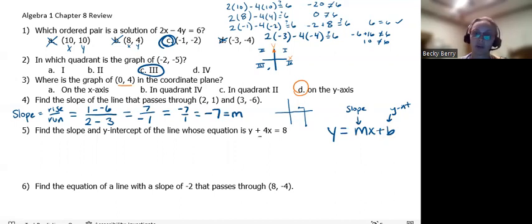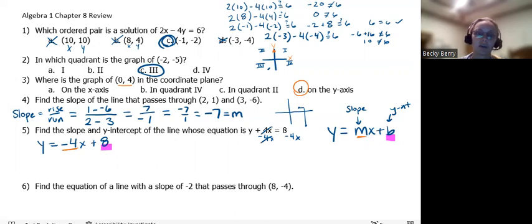So let's rearrange it. We're going to subtract the 4x to the other side. So over here, we get 0. We are left with y equals, and then I have an 8 and a negative 4x, so I'm going to put the negative 4x plus 8. So now it's in the form that we're used to. Here's our m right in front of our x, and then our b is this number right here.